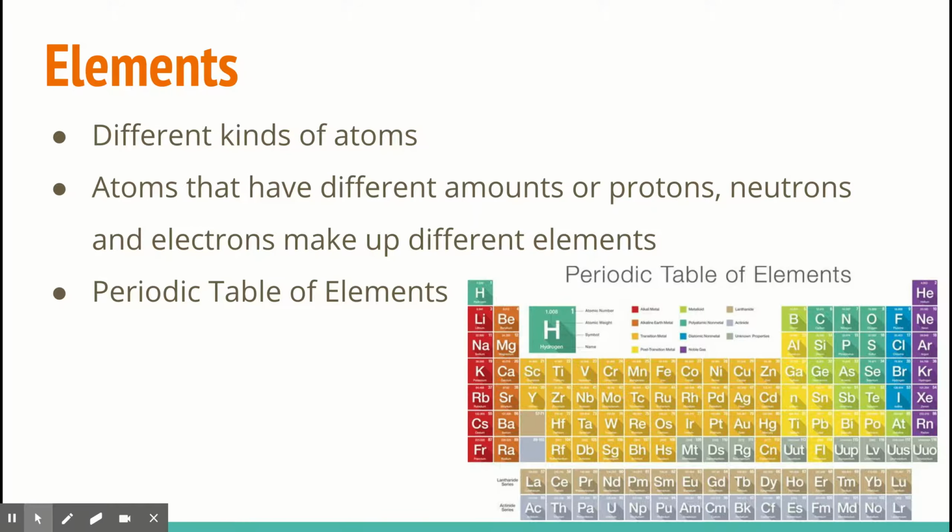We've been learning about the periodic table, and we know that the periodic table is made up of different kinds of atoms. Atoms that have different amounts of protons, neutrons, and electrons make up different elements. And here is our periodic table pictured here.